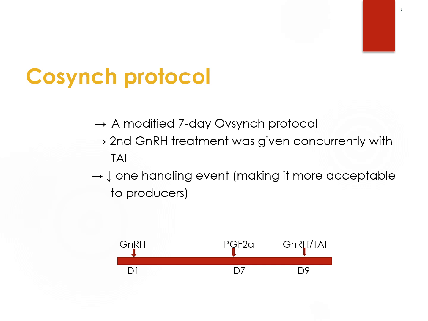Cosynch protocol is basically a modified 7 day Ovsynch protocol. In Cosynch protocol, all the protocol is similar. The difference is only that the second GnRH injection is given along with AI. When we administer the second GnRH, at the same time with the second GnRH injection, we go for insemination of the animal. This will decrease one handling event, and it will make it more acceptable for the producer.